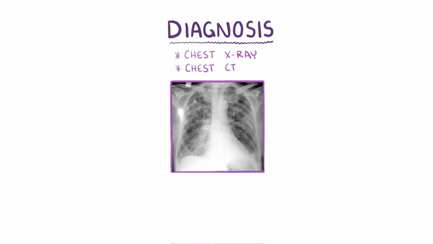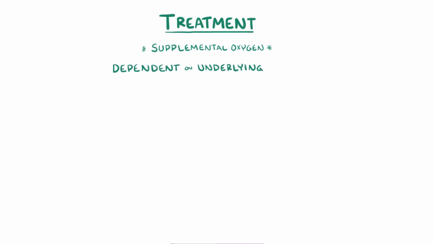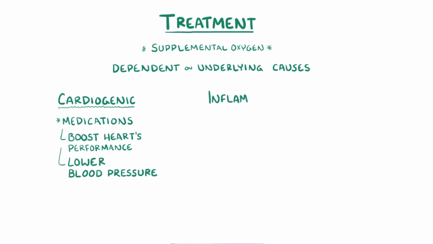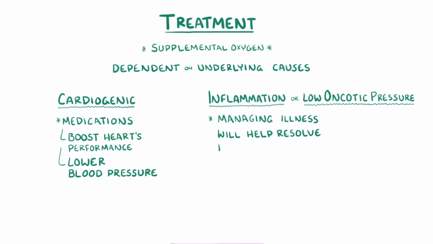The diagnosis of pulmonary edema is usually made with a chest X-ray or chest CT scan that shows fluid in the interstitial space. Treatment for pulmonary edema typically involves giving supplemental oxygen. Other treatments are dependent on the underlying cause. If the cause is cardiogenic in nature, then medications aimed at boosting the heart's performance or lowering the blood pressure can be helpful. If the cause is related to inflammation or low oncotic pressure, then managing that illness will help resolve the pulmonary edema.